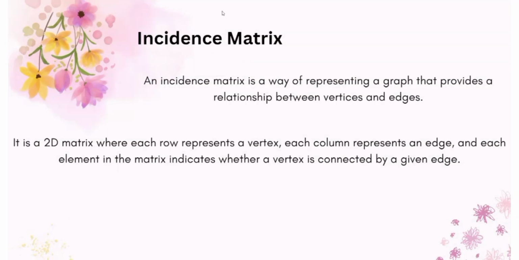We have completed the adjacency matrix. Let's discuss the incidence matrix. An incidence matrix is another way of representing a graph using a matrix format. In an incidence matrix, rows represent the vertices of the graph and columns represent the edges of the graph. Each entry in the matrix tells us whether a particular vertex is connected to a particular edge.